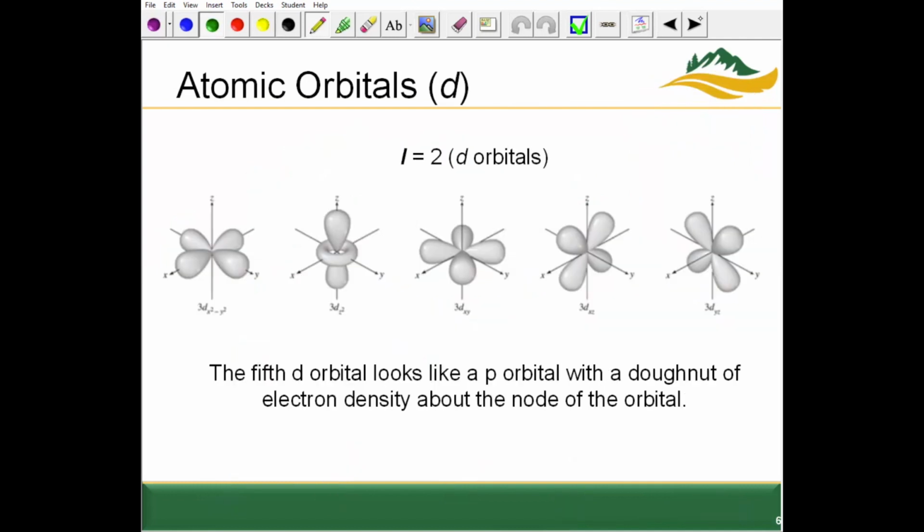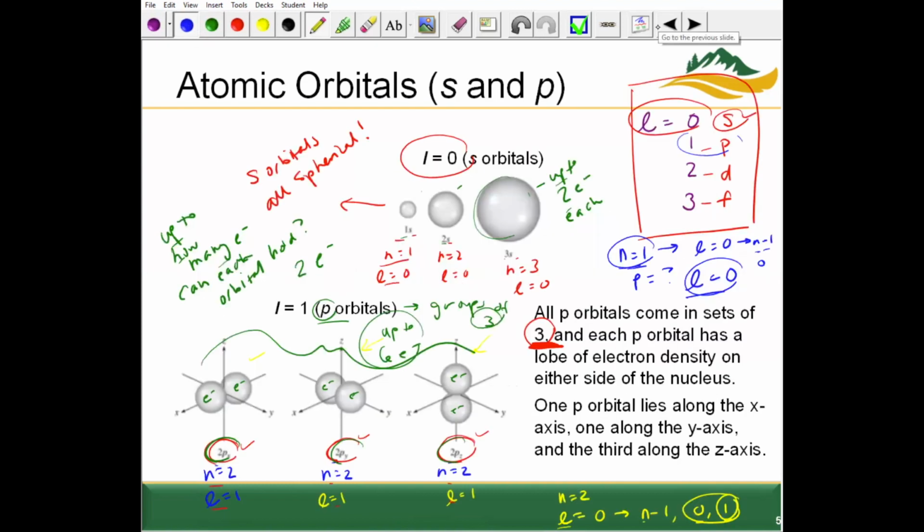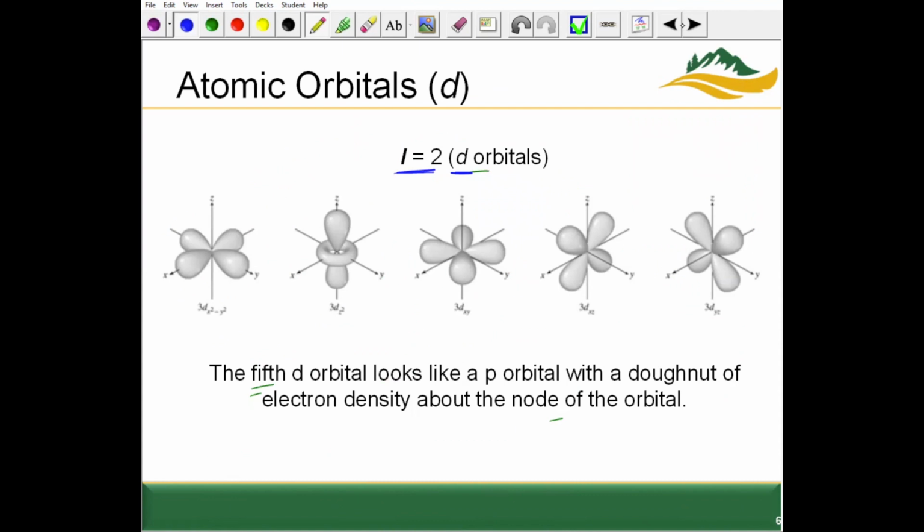I put an image of the different orbitals, so s, p, d, f, in 7a part 2. Here's looking at d orbitals. If you want to see f orbitals, you can go to that other chart in 7a part 2. So when L equals 2, we have d orbitals because of this table here. L equal to 2, we have d-shaped orbitals.